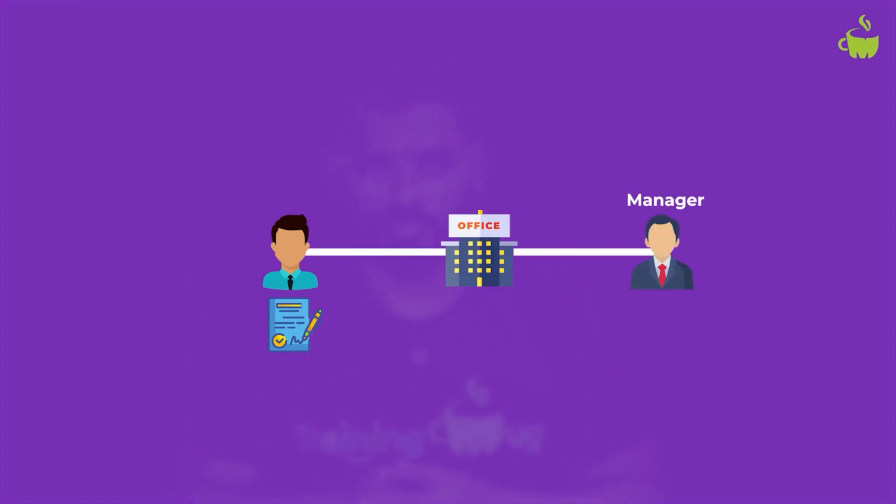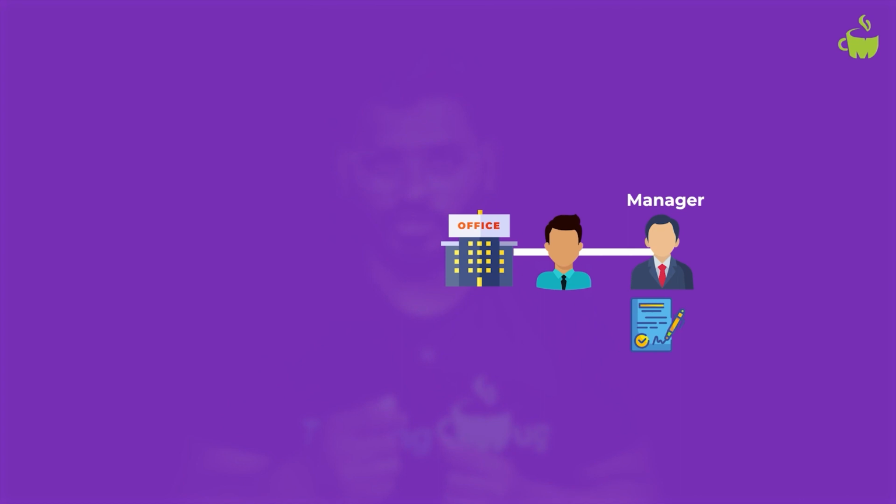Suppose you need to get a signature on a document in an office from the manager. Now there are two different approaches here. The first approach is you directly go to the office and hand over your document to the manager. This is basically tightly coupled, meaning if somebody changes the manager tomorrow, then you'll find it so difficult to change your entire structure of going and connecting to your manager.